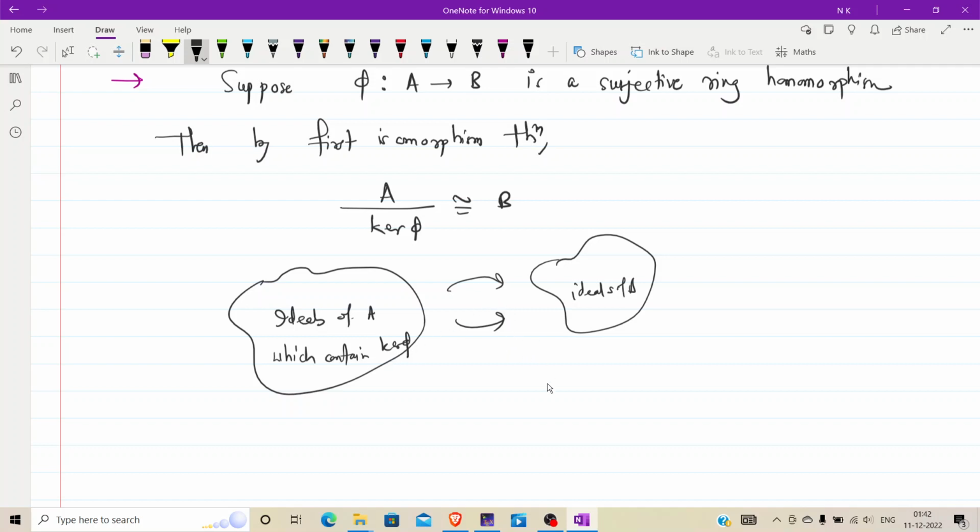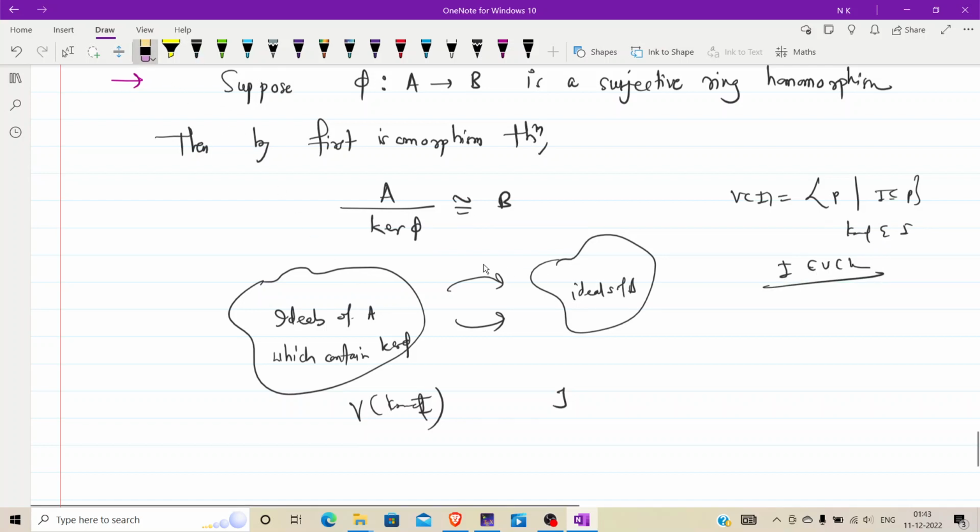So what does this mean? Suppose J is an ideal of B. So definitely there is some ideal I of A which contains kernel of phi. That means I belongs to V of kernel of phi. Just see the definition. What is V of I? The primes P such that P contains I. So here kernel of phi is contained in I, which clearly means that I belongs to V of kernel of phi.